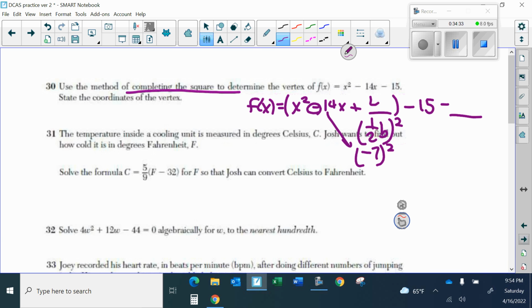So negative 7 squared is 49. This is always going to be a positive number because you're squaring it. So I need to subtract the 49 there. Then this is going to factor into x. I just drop this down, minus 7 squared, and then minus 64. I put those two together.